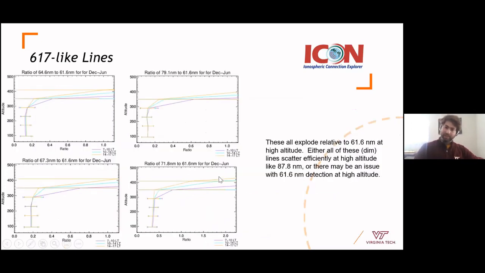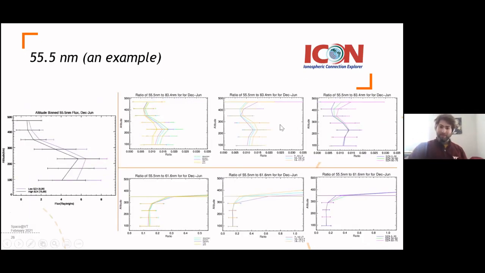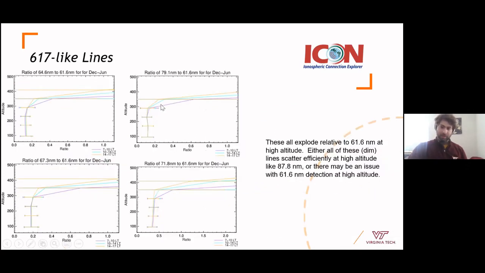And this is in fact something that happens for a lot of our wavelengths, giving us two conclusions that pop out. Either this is something that's physical, and maybe similar to 834, these are scattering at very high altitudes, which is, in my opinion, not super likely, right? Because it doesn't look like the profile of 834.